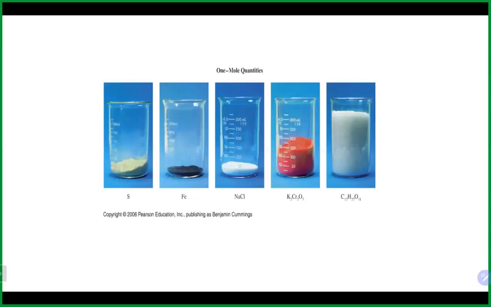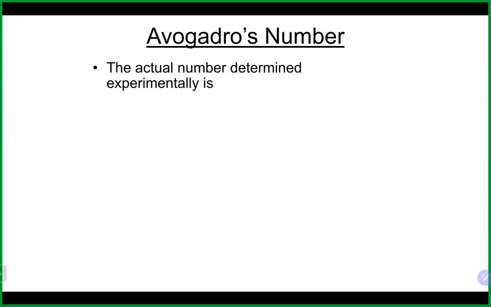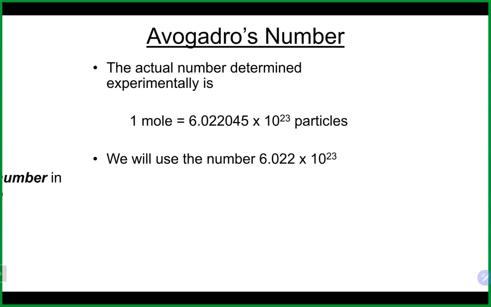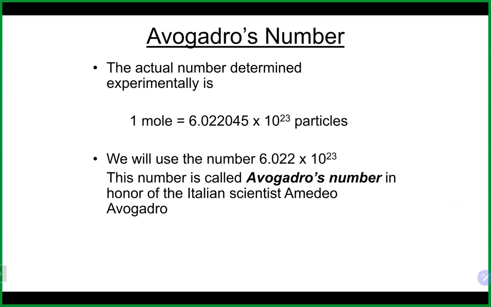So this is a mole of different substances like sulfur, iron, sodium chloride, potassium dichromate, and so forth. We'll come back to this picture in just a second and talk about it. But let's talk officially here about Avogadro's number. It's experimentally been determined to be 6.022045 times 10 to the 23. Everybody uses this number right there.